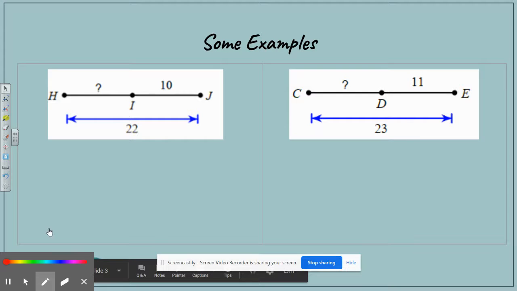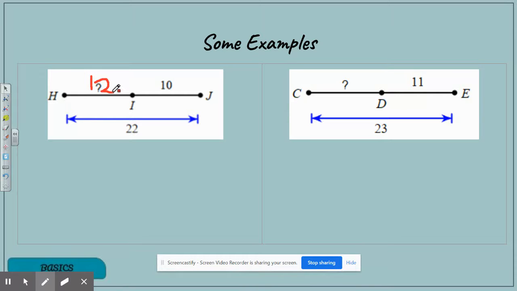See if I can write on here. Never tried that. Yes, perfect. I'm really bad at writing with the trackpad, but we'll do it.